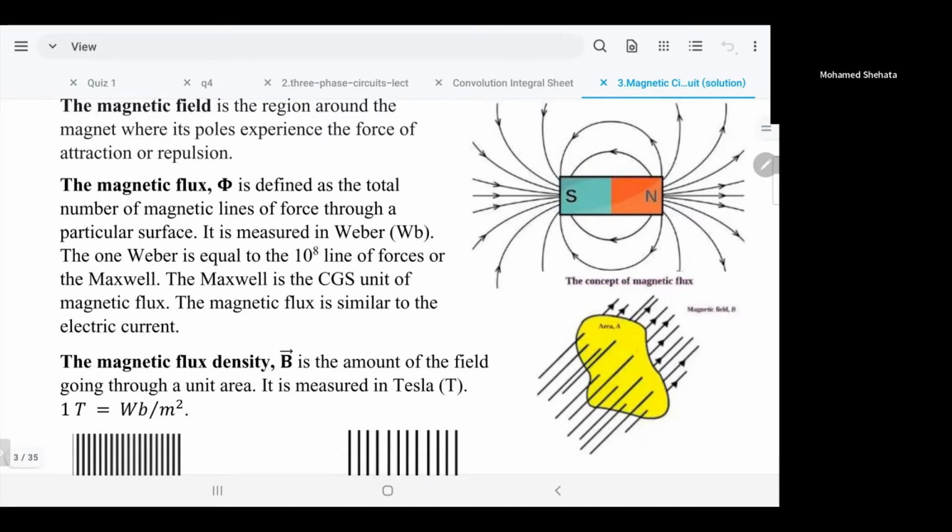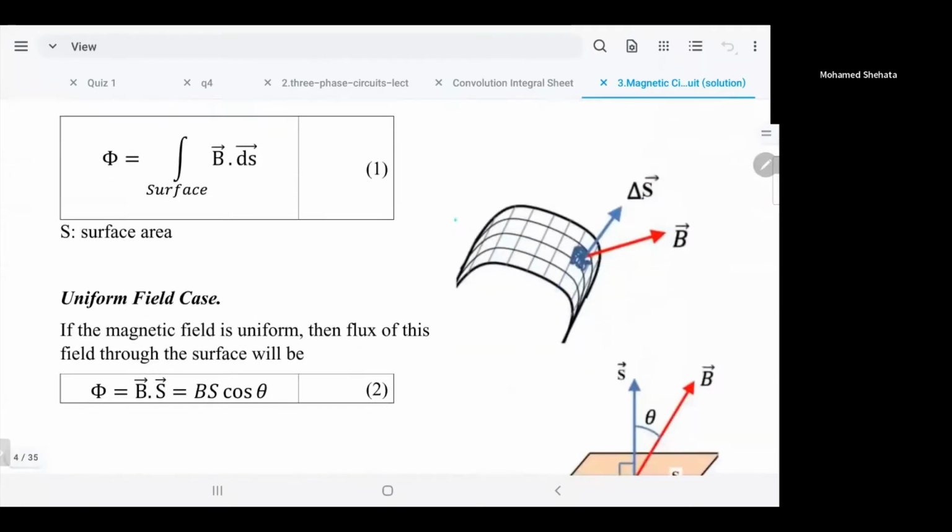Let me give you a simple example. If you count the lines there, you find you have 10 lines, and you have 10 lines here, so the density is the same. If you have 10 lines of magnetic flux per 1 meter squared in both, they have equal density, but maybe one is stronger than the other. So it depends on the strength of it.